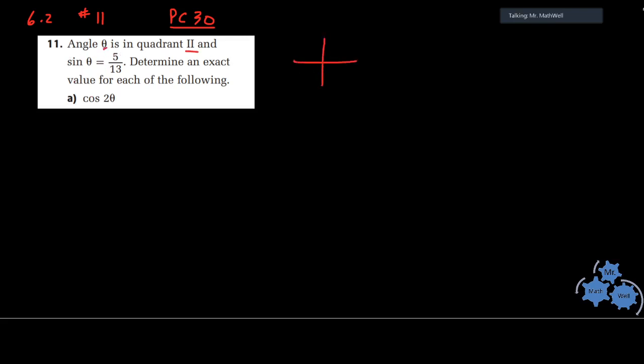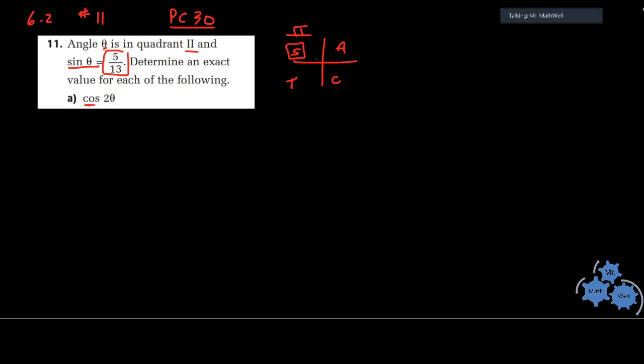Okay, quadrant 2, what does that mean? Well, here's quadrant 2, which means, according to the CAST rule, that the sine is positive and all the other ones, cos and tan, should be negative. Well, here's a sine of theta. That's a positive value, so that makes sense. Which means that if we're asked for cos, right here, then it should be negative.